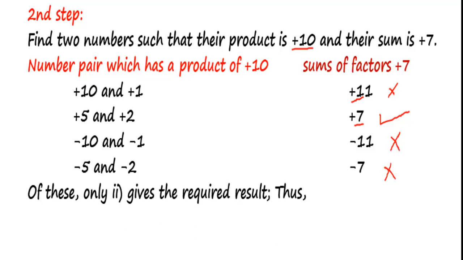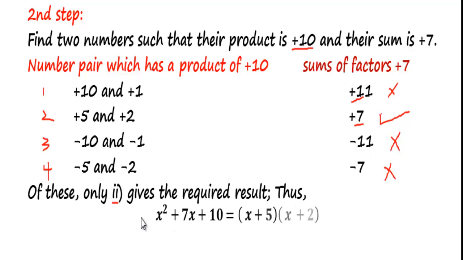Are you following now? Let me number it so that you get it. This is number 1, this is number 2, this is 3. Are you seeing it now? This is 4. So only 2, which is a Roman figure, gives the required result. So that is what we have marked. Because we have the multiplication of two numbers equal to plus 10, and the addition of those same two numbers equal to plus 7.